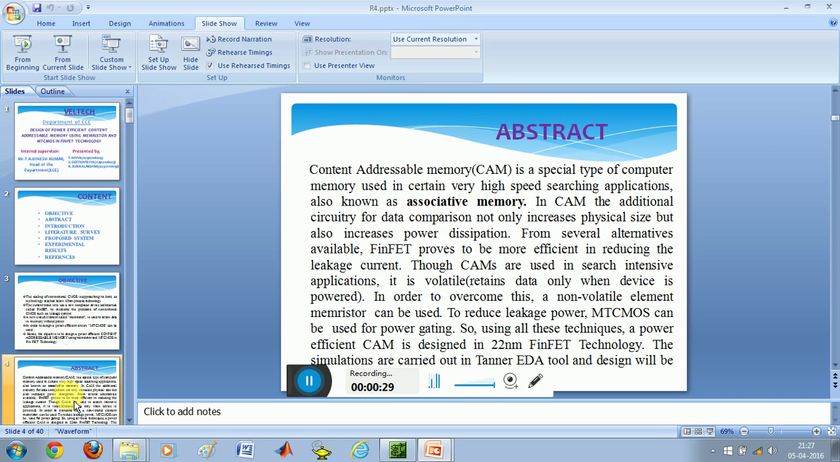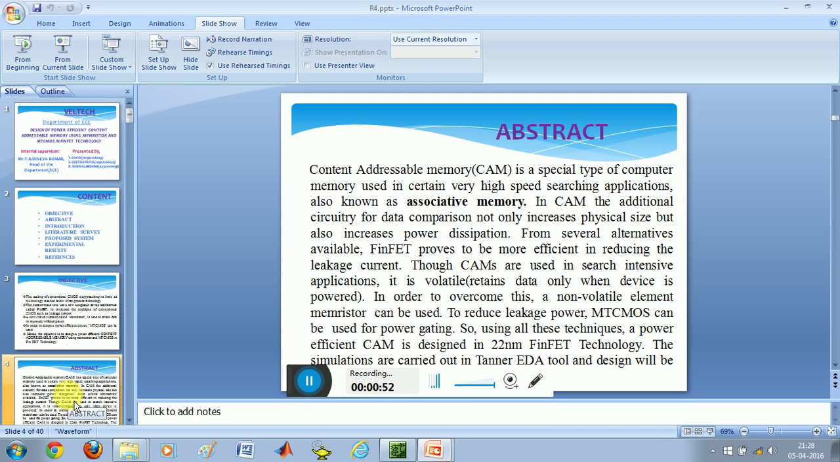Content addressable memory is a special type of computer memory used in high-speed searching applications such as translation lookaside buffers, network routers, database accelerators, etc. It is also known as associative memory. In CAM, the additional circuitry for data comparison increases physical size and the power dissipation. Hence, we go for certain alternatives.